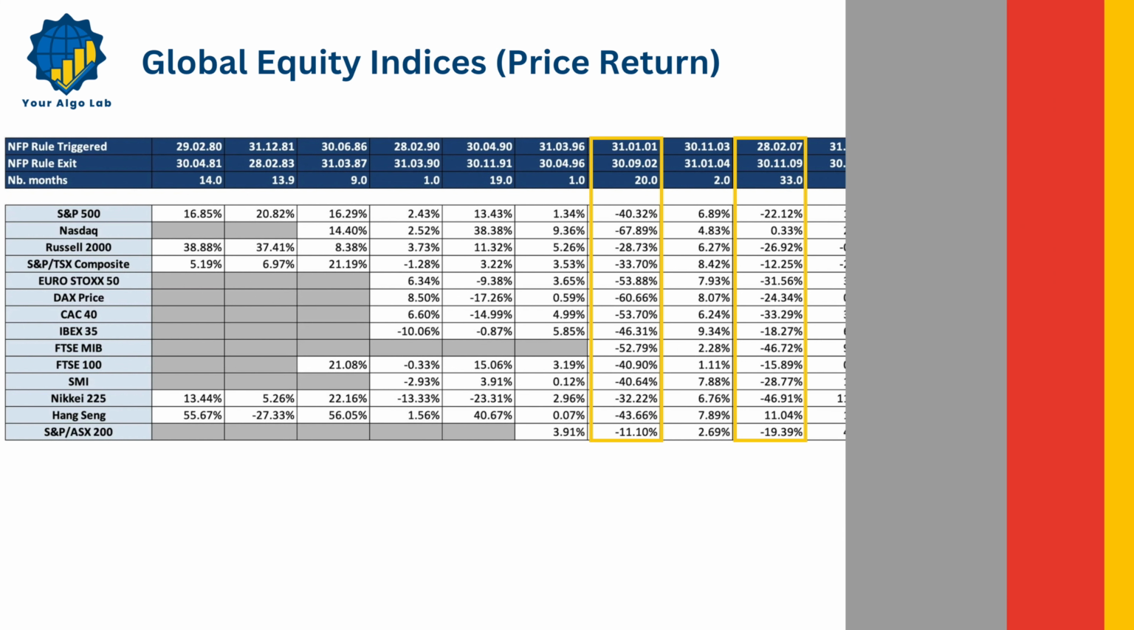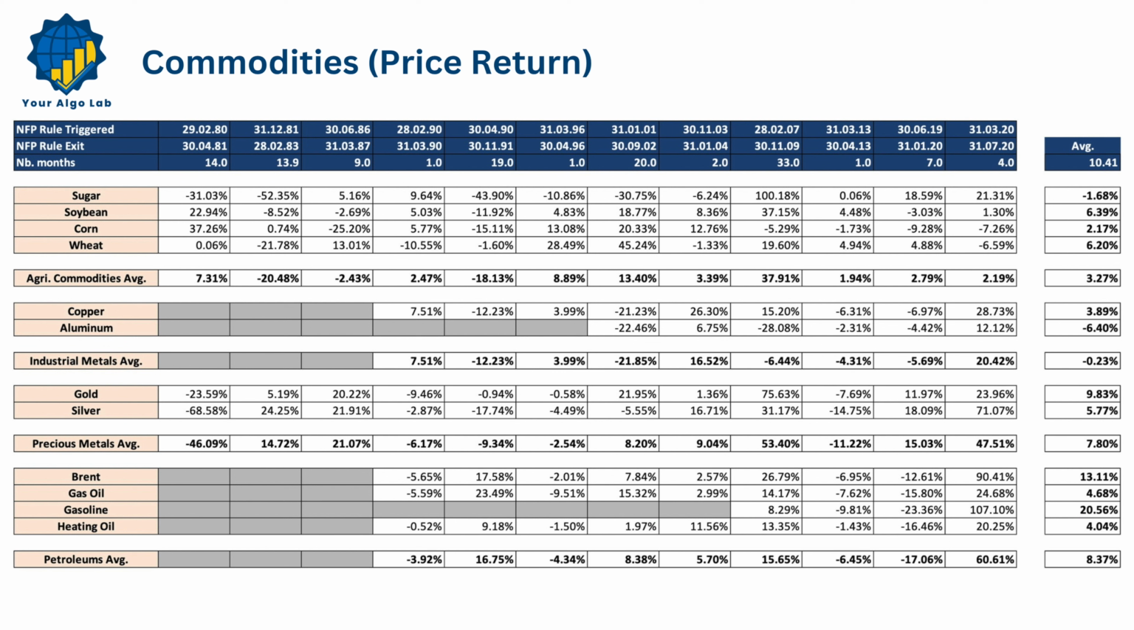Now let's turn to global fixed income. Government bonds typically perform well during economic downturns, with US Treasuries averaging a 6.26% return during past periods of low non-farm payroll figures. Let's examine the impact of low non-farm payroll figures on commodities.